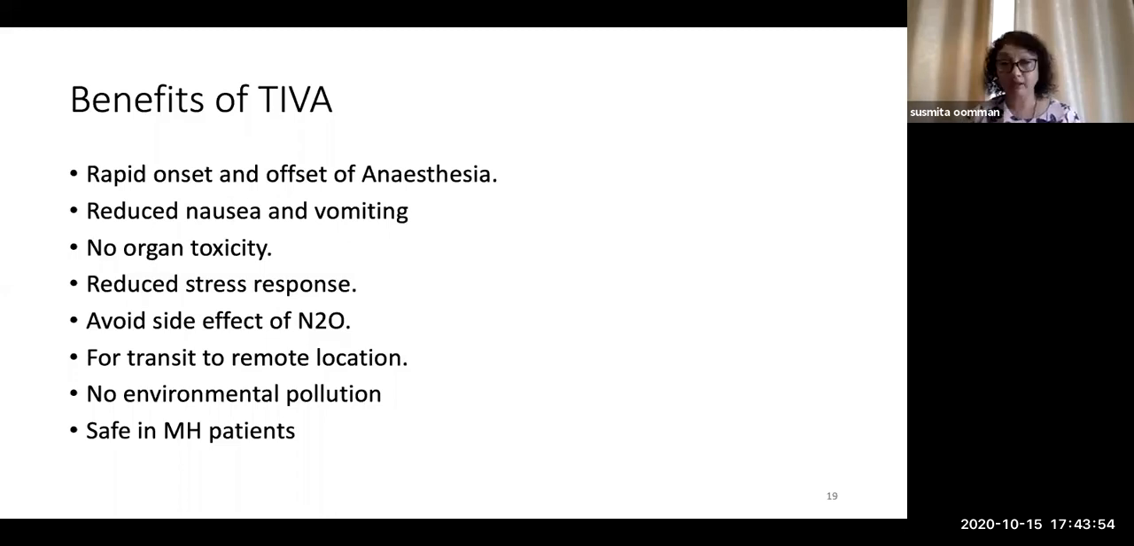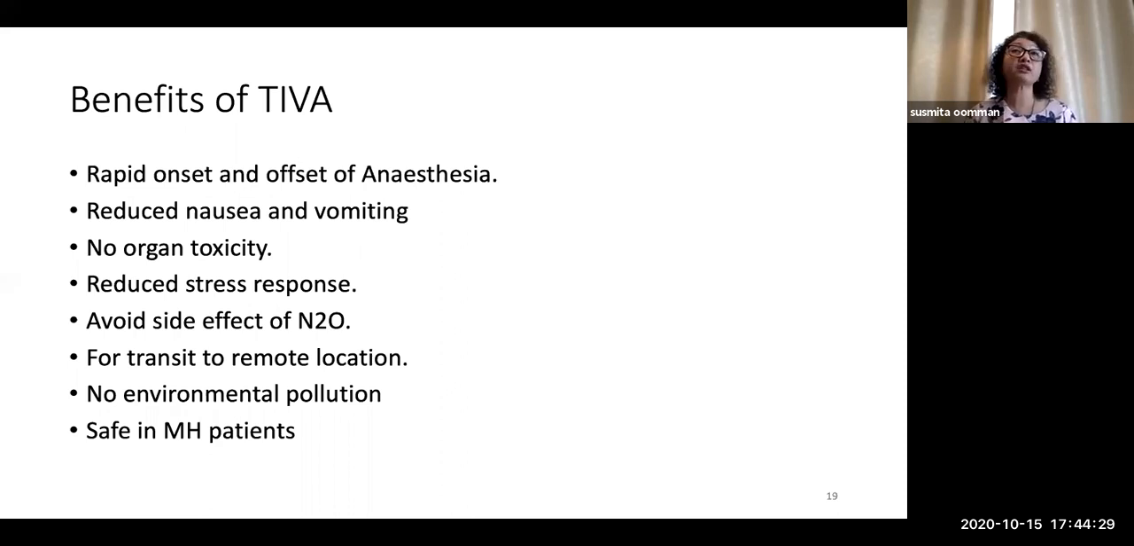What are the advantages? It has a rapid onset, and when you stop your infusion, the patient wakes up clear-headed because you're using propofol, and we can use it for as long as we want, maybe 6 hours, 8 hours. It does not really matter. You can continue for a long time, but the patient still wakes up clear-headed. It does not cause any nausea or vomiting. It has no organ toxicity, no liver problems, no hepatitis. The stress response to the patient is less.